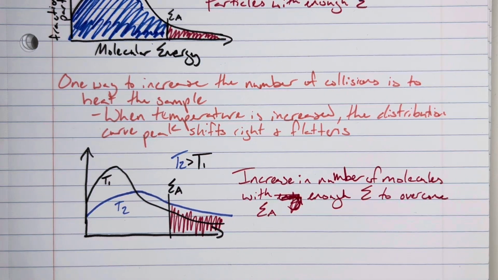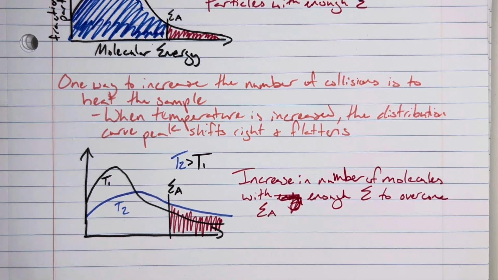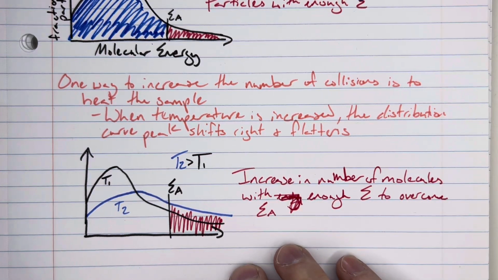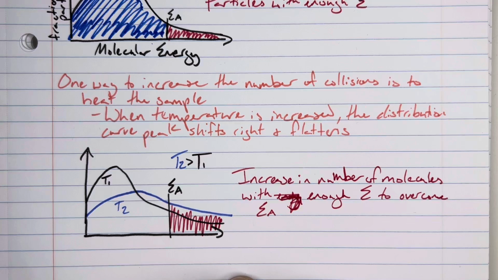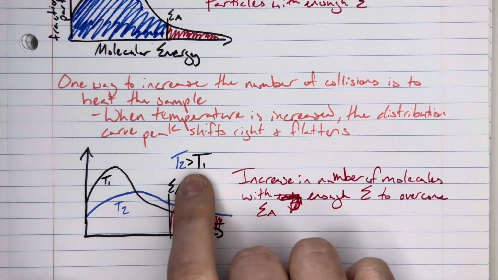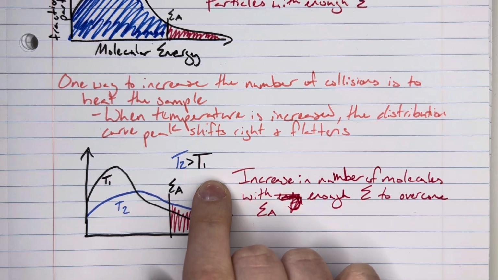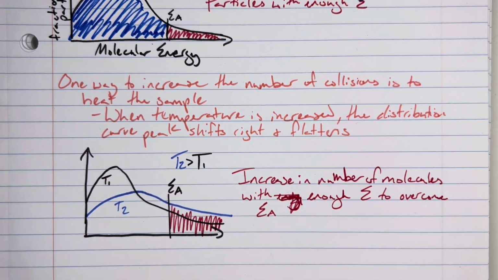And if we increase the number of molecules with enough energy to overcome the activation energy, then more reactions will occur, and we will be able to increase our rate of reaction. And of course, this again is if T2, this purple line, is greater than that of T1, if I increase the heat of the overall sample.